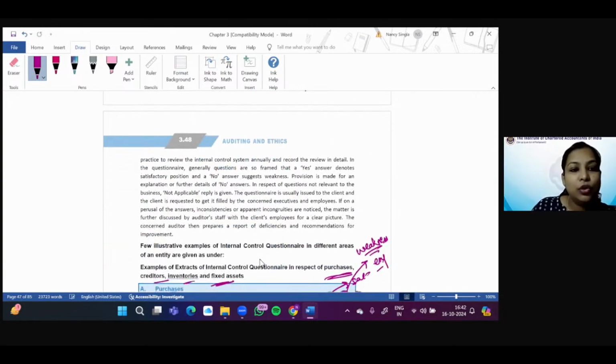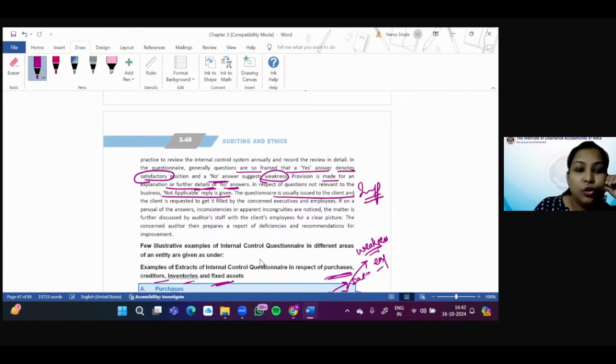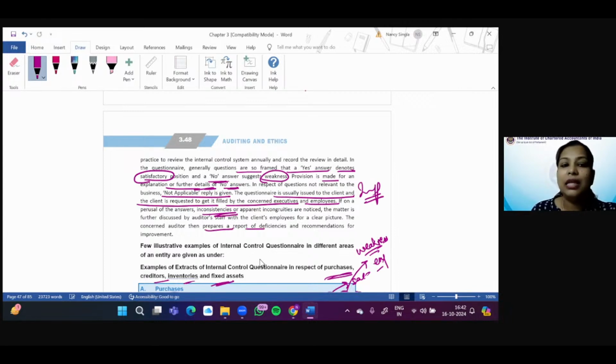Okay? So the questions are so framed that a yes answer denotes a satisfactory position. A no answer suggests weakness. Provision is also made to give further details with respect to no answers, and a not applicable reply is also there. The questionnaire is usually, this is really very important, given to the client, and the client is requested to get it filled by the concerned officials or employees. If on perusal of the answers there are inconsistencies, what will the auditor do? The auditor is going to discuss that with the concerned officials, and in case any improvement recommendations are to be given, a report shall be prepared for the same.